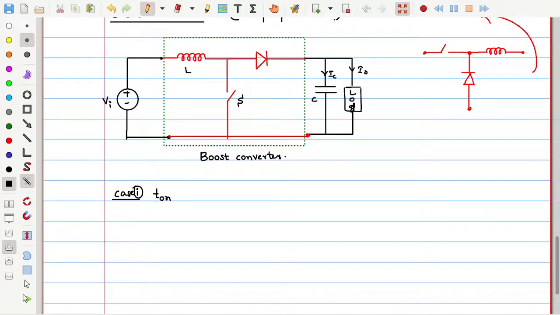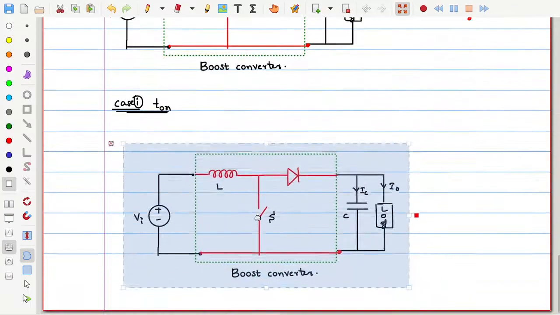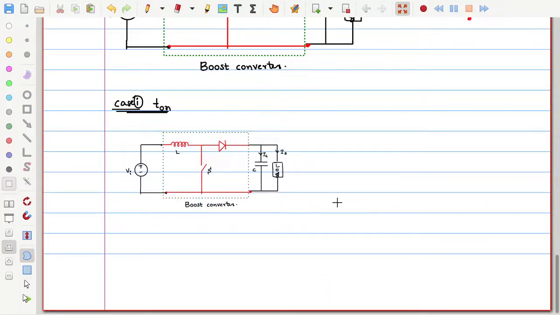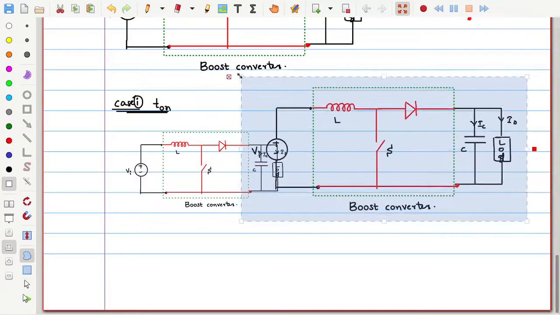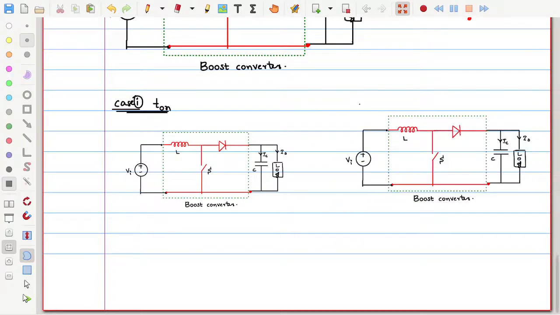So during the on time, what happens? Let me take this same diagram and take it side by side so that it will be very helpful. During the on time and off time, we will analyze both the circuits. So case 2 is during the off time, when T off period. Now let us see, if the switch is on, what happens? If this switch is on, the switch is going to be closed.